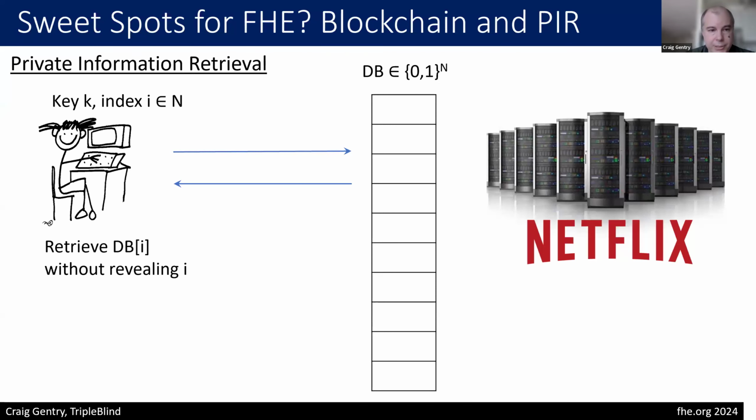So just to remind you what private information retrieval is, basically you have Alice here, and she has a key K, and she has some index I, and she wants to get the ith file or the ith bit from some database. Okay, so she just wants to pull down some bit of the database without telling the server which bit. Right. So it's a very basic problem, a simple version of fully homomorphic encryption.